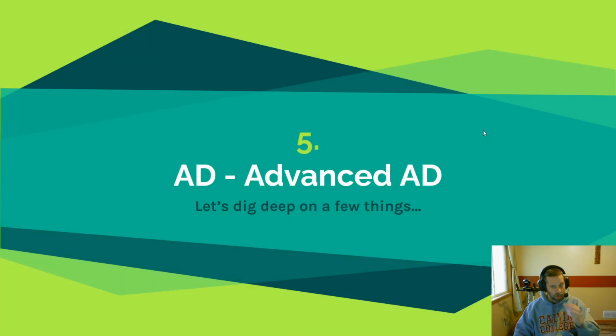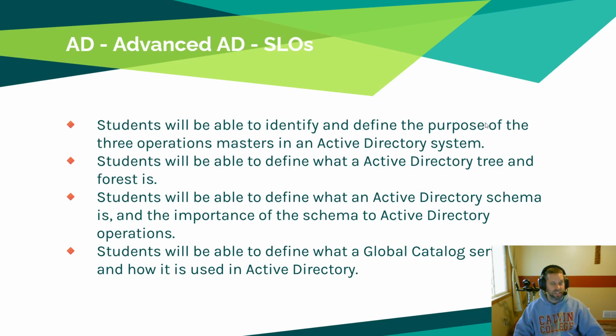All right, so more advanced Active Directory things. Within Active Directory, there are 3 operation masters, and you should be able to know what those are and what they do. You should be able to define what a tree and a forest is. You should be able to define what Active Directory schema is and the importance of it. And you should be able to define what a global catalog server is in Active Directory.